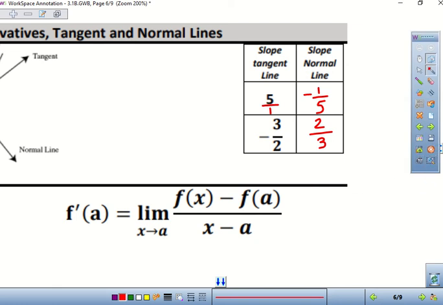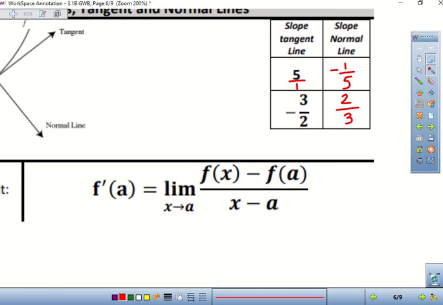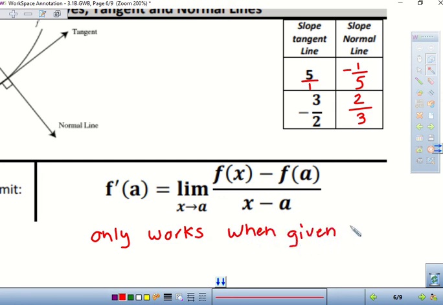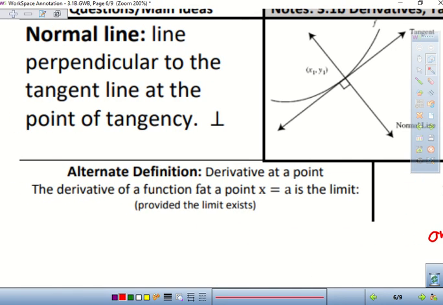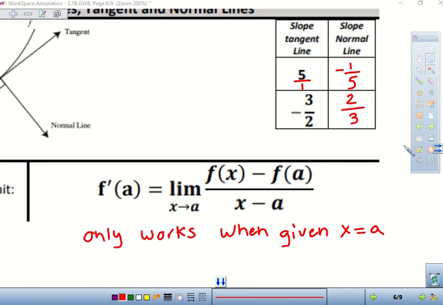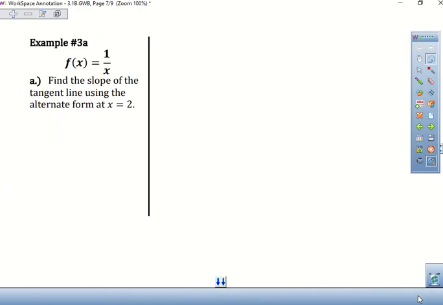Okay. So this right here is a shortcut formula to finding tangent and normal lines, okay? This formula only works when you're given x equals a. If they don't give you an x equals a, you cannot use this formula. It's only a shortcut formula. If you don't have it, you're going to do it the long way, okay? So, this is what that says here, but I just want to make sure you're aware of what that really means. So let's go ahead and try it out.